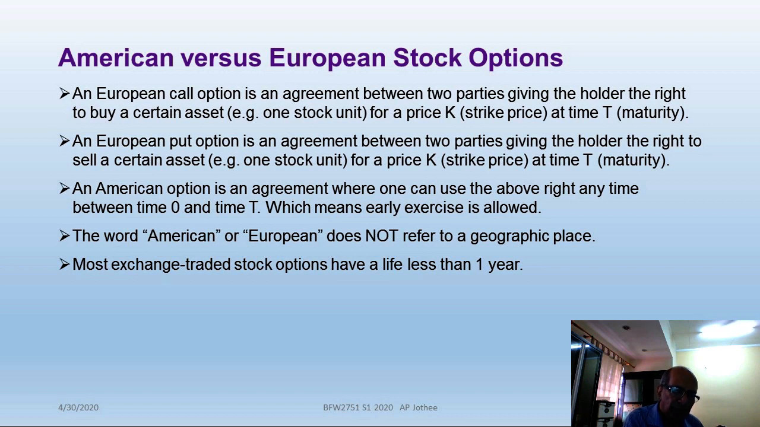Well, what do you mean by American options now? Whether it's an American call or put option, it's an agreement where one can use the above rights anytime between time zero, that is the inception time now, and time T. Whenever you feel that for a call the ST is higher than K, gives you a sufficient amount of money, you can exercise it at K immediately. Of course, you're exercising at K with the idea of buying it at K and selling it at ST, which is much higher, where you can get the immediate profit.